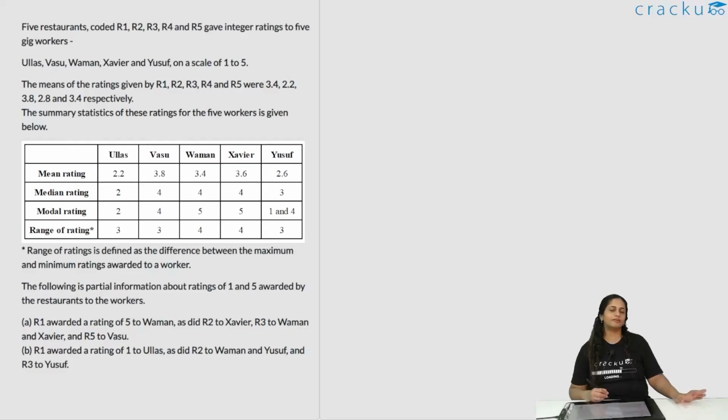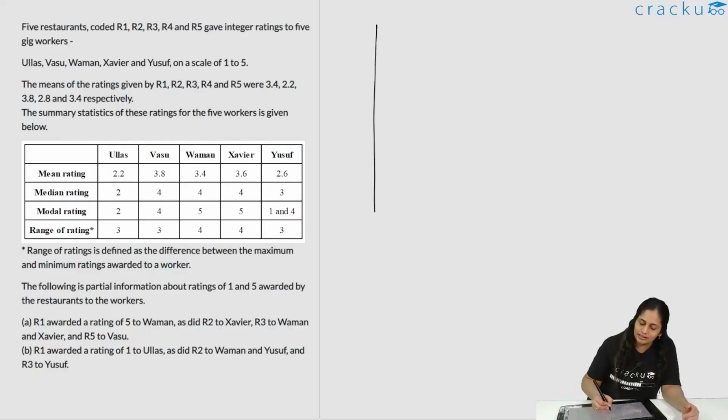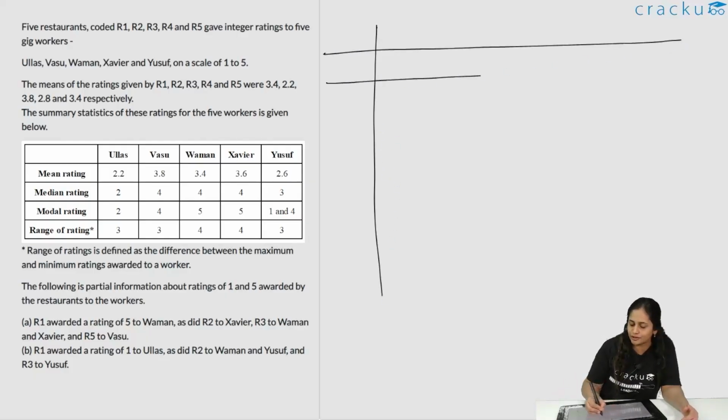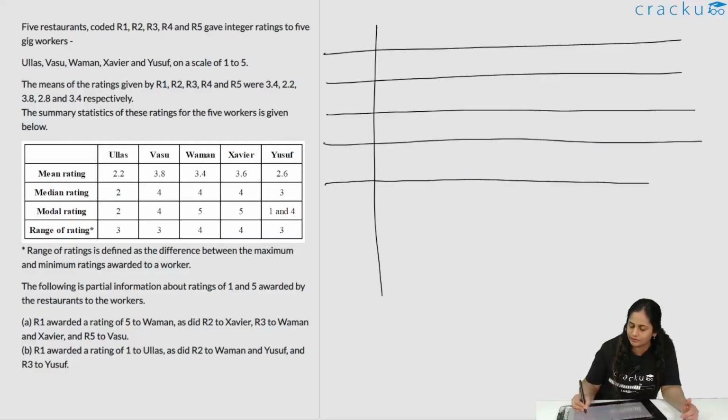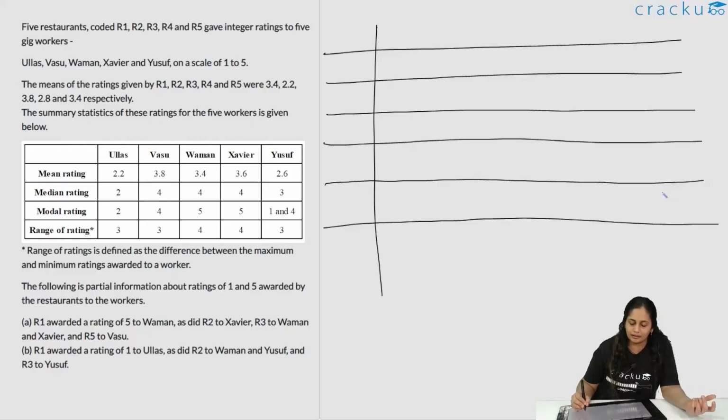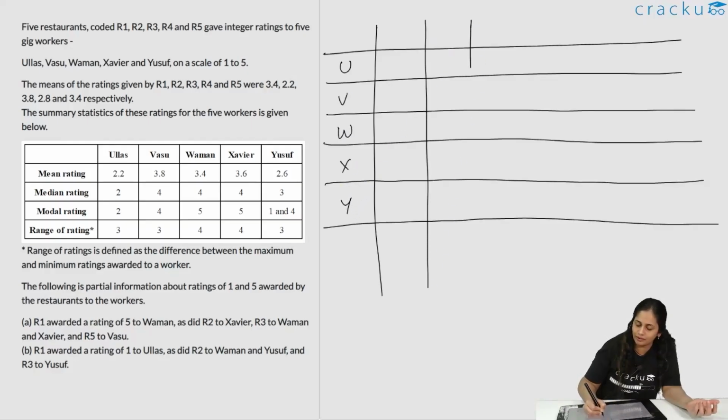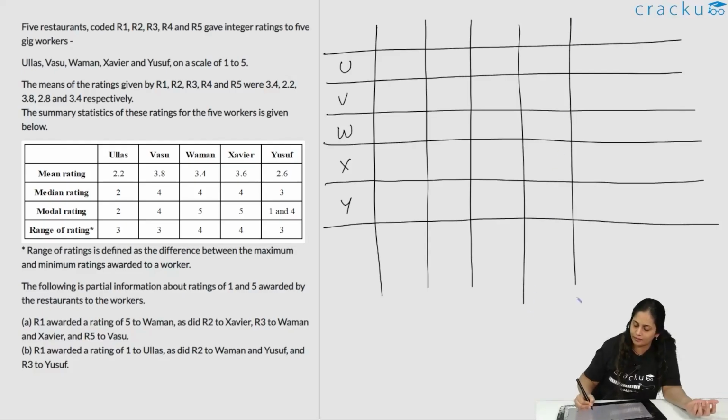So basically some information is given. If you look at the clues, they are giving you where the ratings have been. So this is like a table with missing values. Some information of restaurant and person is given, but some information has to be inferred. So this essentially means that I have information person-wise as well as restaurant-wise, and I have to find individual information as to which restaurant gave which particular person what rating. So there are 5 people, U, V, W, X and Y, and then there are 5 restaurants, R1, R2, R3, R4, R5.